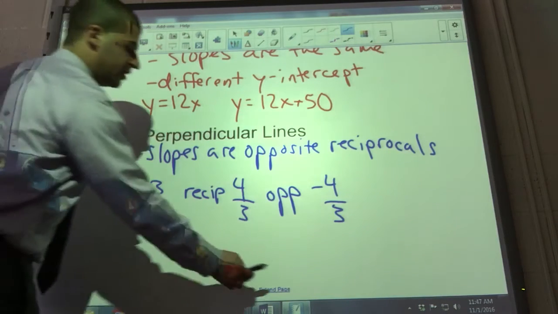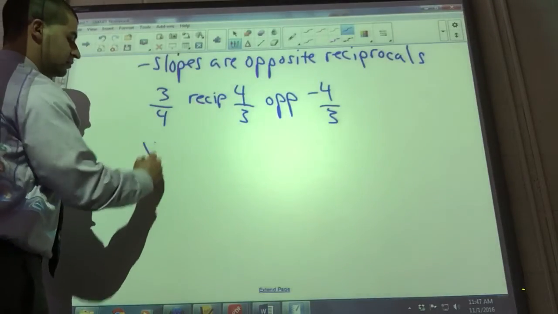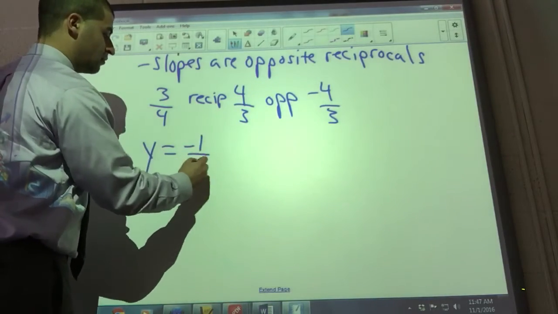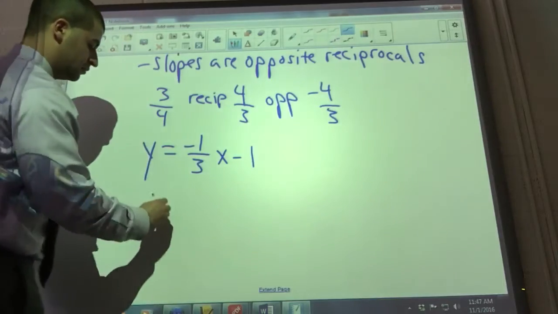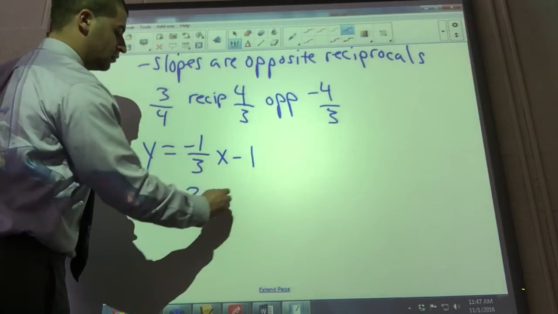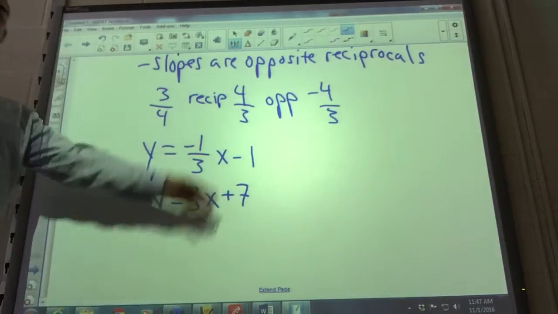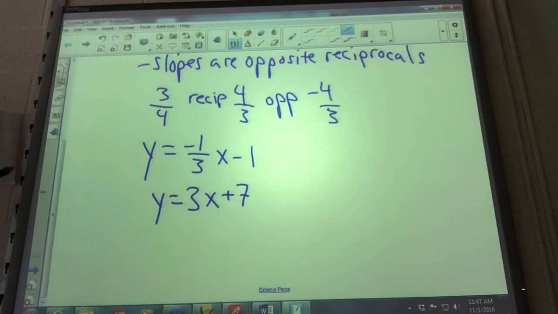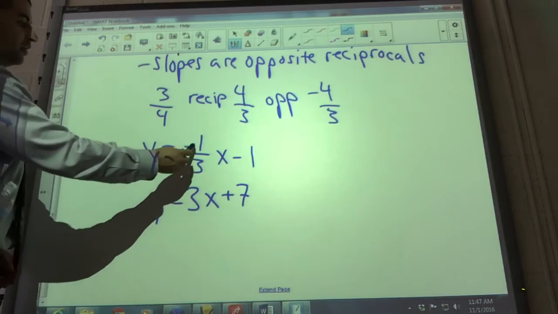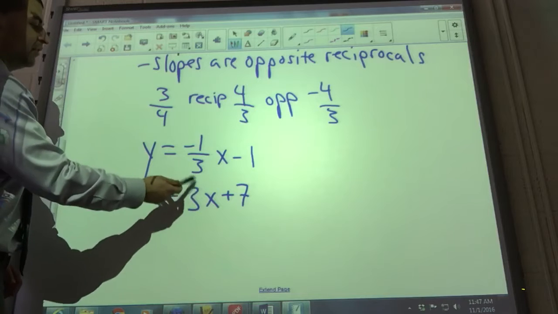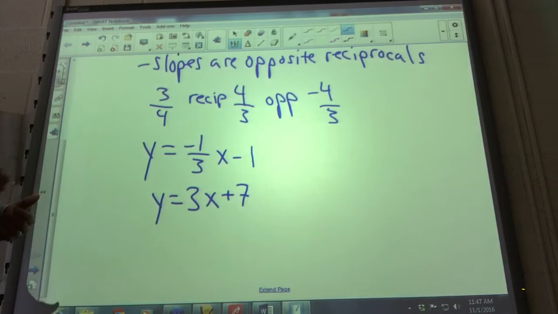So for example, these two lines would be perpendicular. Notice the y-intercept has no value to the problem other than where it's going to cross the graph. But negative 1/3, if you flip it, is 3 over negative 1. Change the sign, it's positive 3. So let's look at how they would look on a graph.